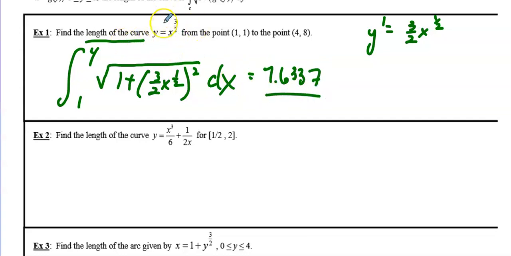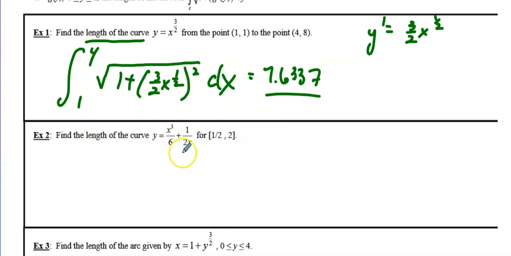If we actually were to measure, if we started on this curve at (1, 1) and traced the curve to the point (4, 8), we would go a distance of 7.6337. That's all you do for arc length.